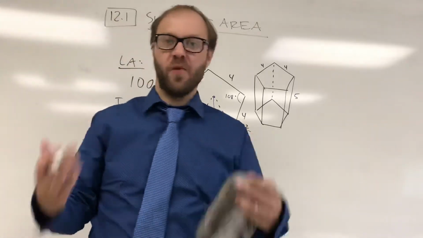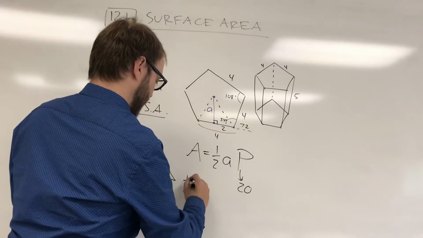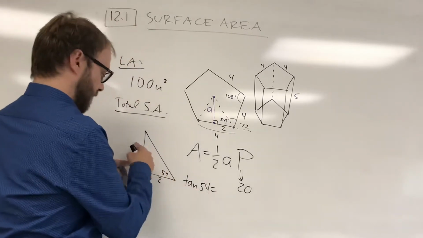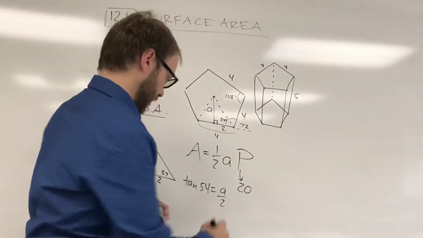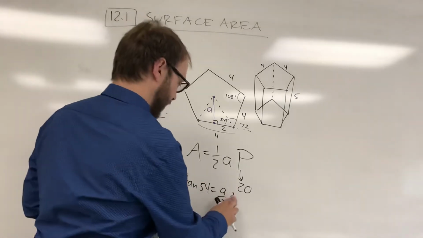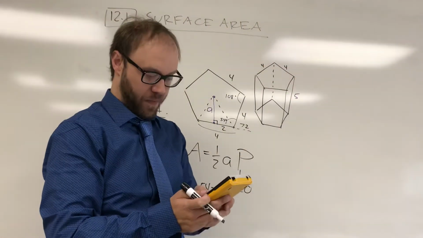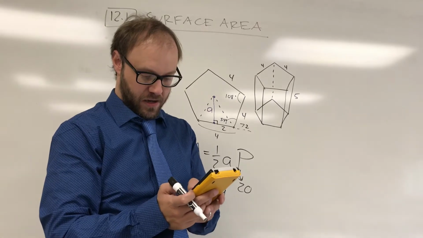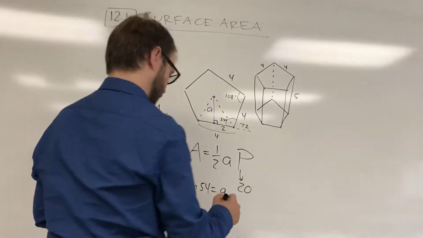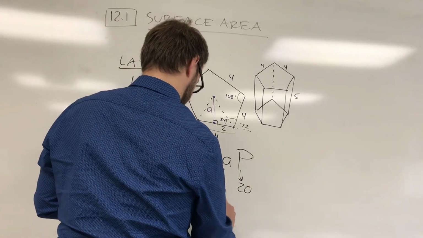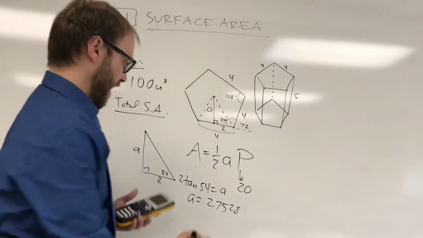If you think about your SOHCAHTOA rules, we have an opposite leg and we have an adjacent leg. That's a tangent, okay? So tangent of 54 is equal to the opposite side over the adjacent side, that's a over 2, okay? To solve for a, to solve for the apothem, we can multiply both sides by 2. And so in your calculator, you're going to be putting in twice the tangent of 54. Make sure you're in degree mode, by the way. So 2 times the tangent of 54, I get about 2.753, okay? So A is about 2.7528, okay? And that's the value that we're going to put into the equation.